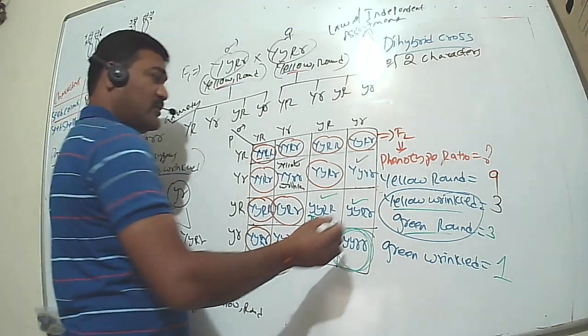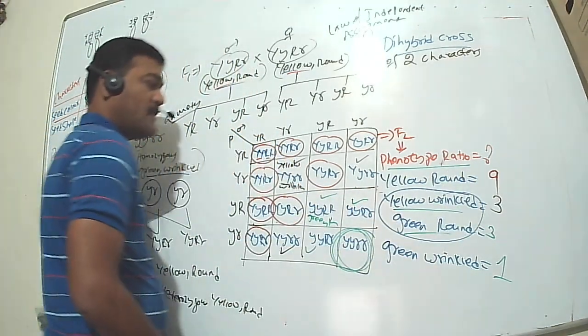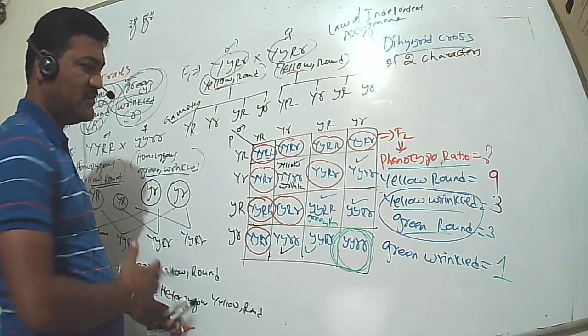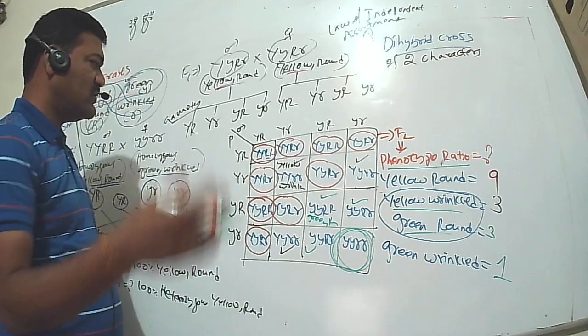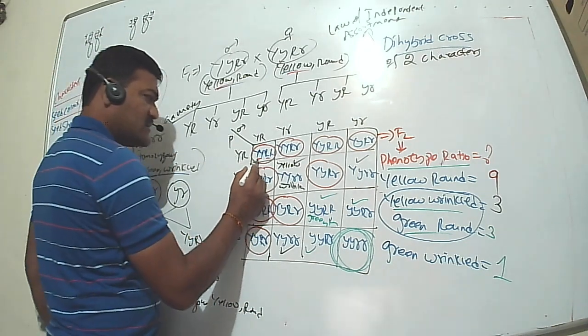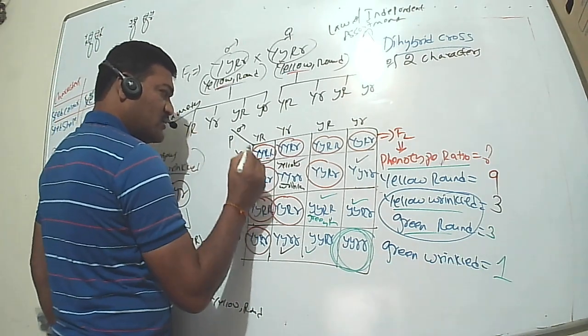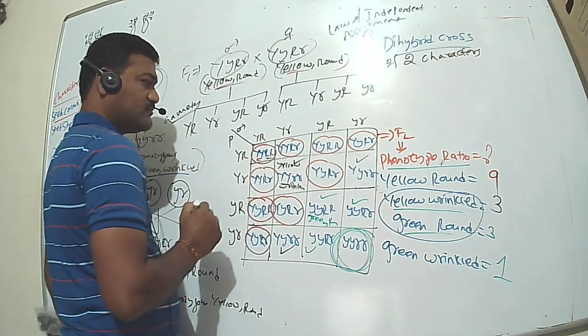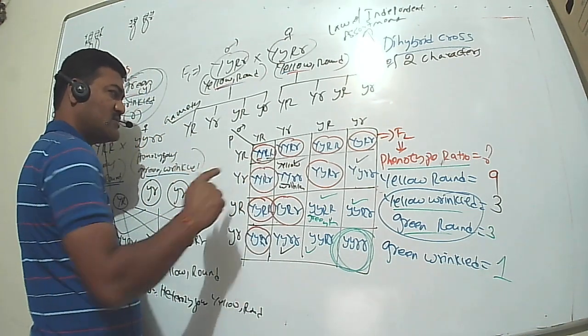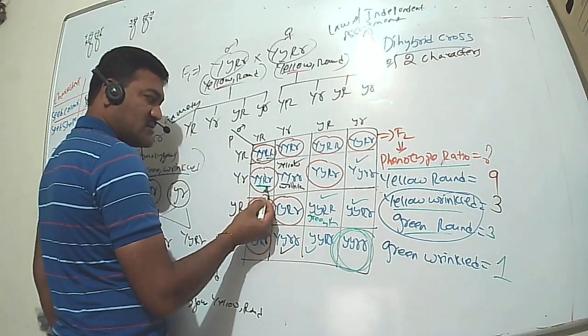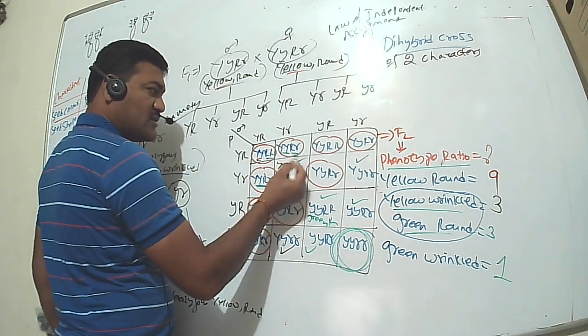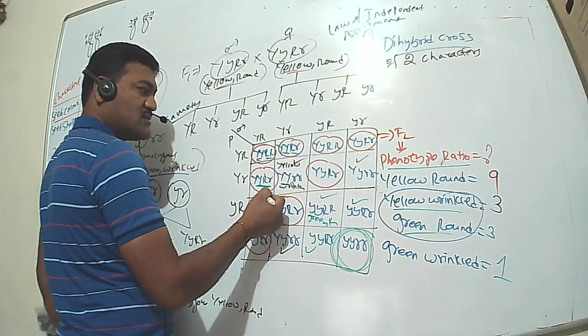But you may get a doubt, what is the genotype ratio? Genotype ratio I don't want to show here because it becomes a very long list, like 1:2, 2:1, 3:1. For example, what is this? It is homozygous yellow, homozygous round. That's one plant. And this one, homozygous yellow, heterozygous round. Even this also, homozygous yellow, heterozygous round.